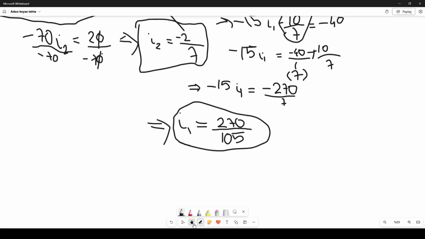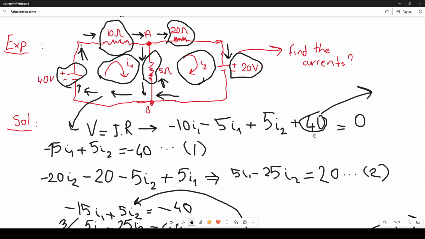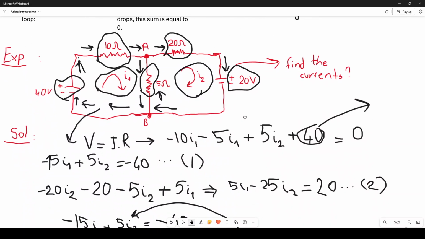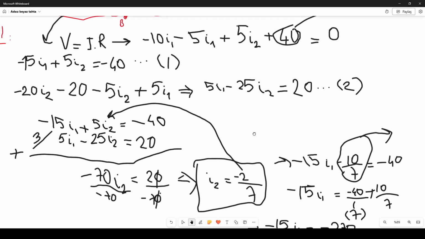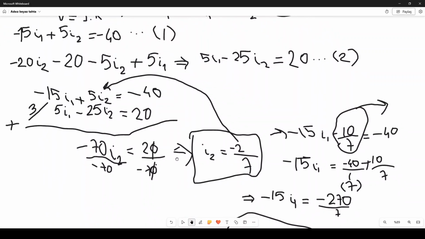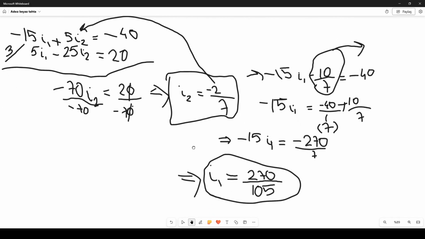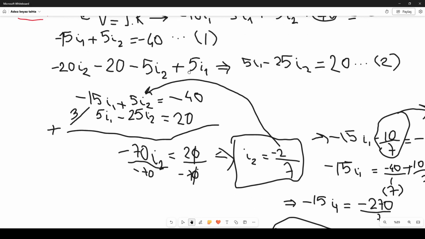So what does it mean? We started with a given electric circuit and we were asked to find the currents, and we applied both Ohm's law and Kirchhoff's voltage law to construct a system of linear equations in terms of the unknown variables, which are the current values in this case, and then solved the system by one of the techniques that we are familiar with. Since we have a 2 by 2 system here, with just 2 equations and 2 unknown variables, I simply used the elimination method and found the values of the unknown variables. And this is how it goes.